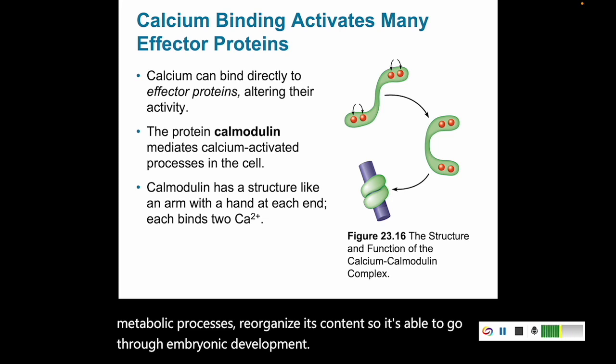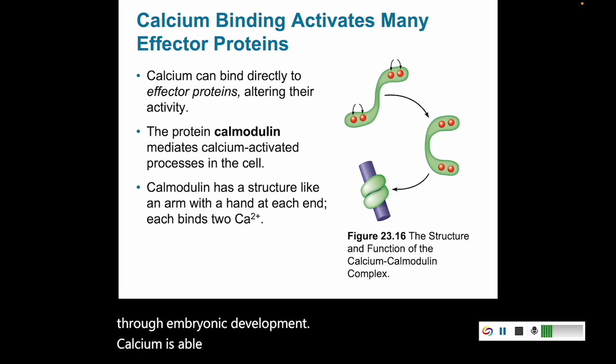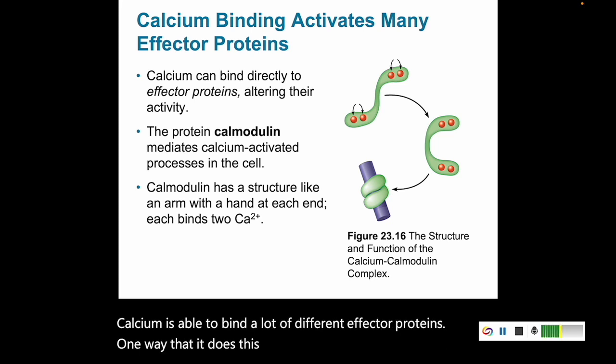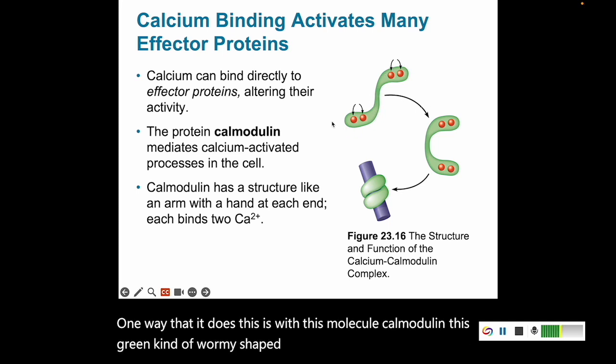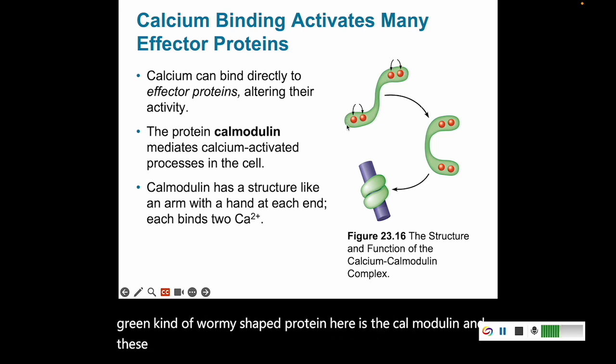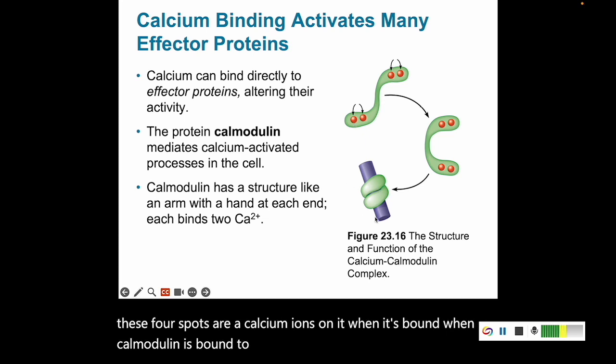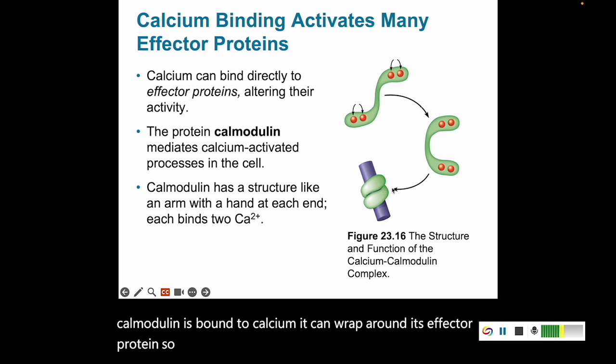Calcium is able to bind a lot of different effector proteins. One way that it does this is with this molecule calmodulin. So this green wormy shaped protein here is the calmodulin, and these 4 spots are calcium ions on it. When calmodulin is bound to calcium, it can wrap around its effector protein, something like a phosphatase or a kinase, and activate it.